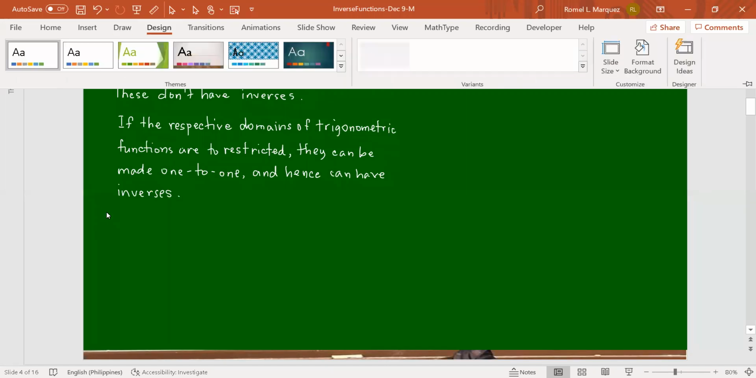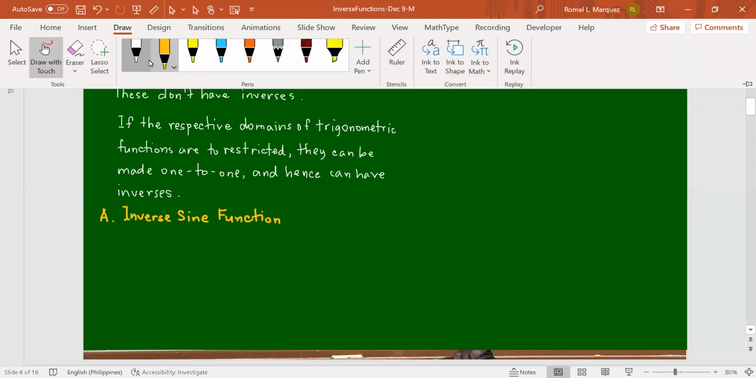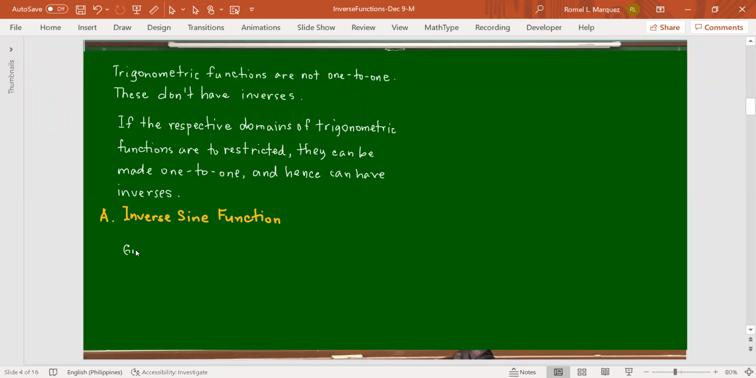So let's start with the inverse sine function. Let's say given y equals sine x. If we're going to restrict this to the domain, let's say x is between negative pi over 2 to pi over 2, then this is now a one-to-one function. Of course, this is not the only interval for which you can make y equals sine x one-to-one.